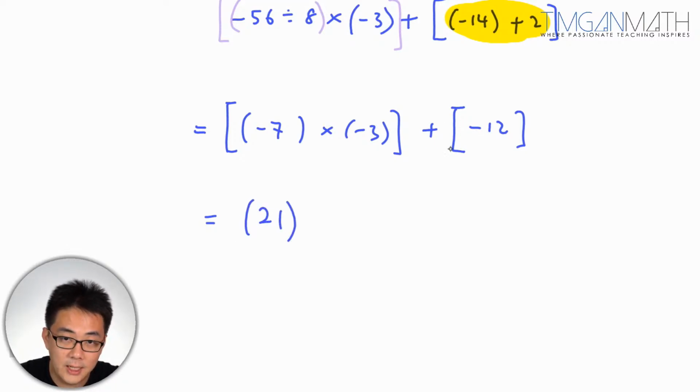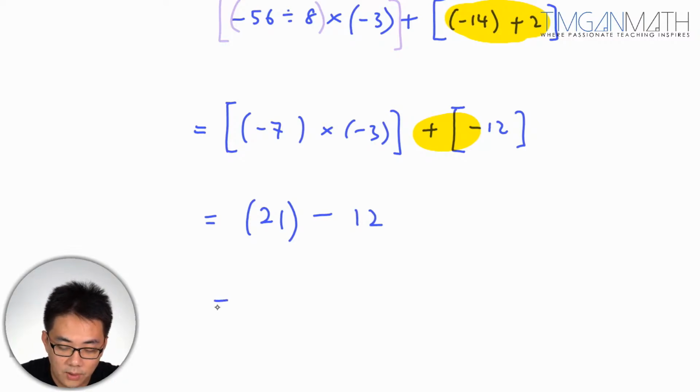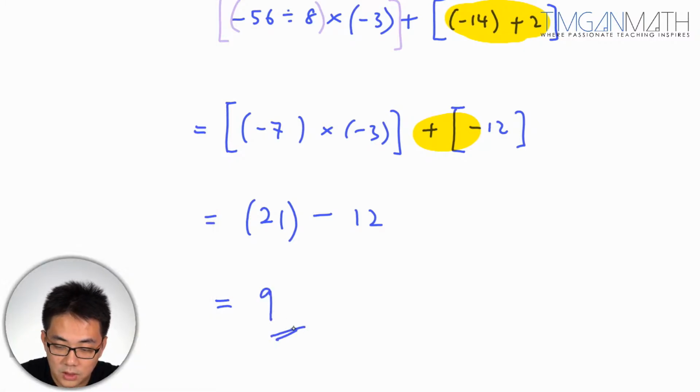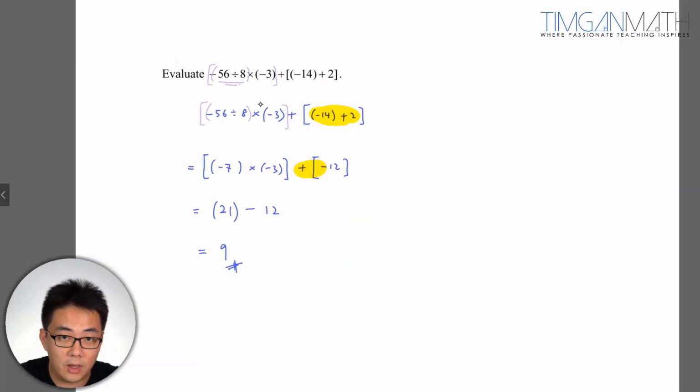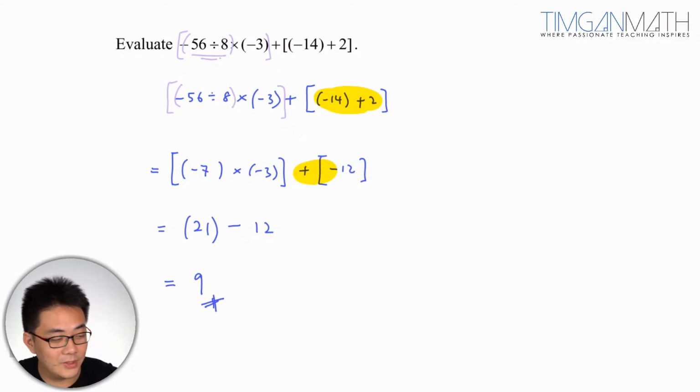This plus times minus here, just take note, plus times minus will give you negative. So I'm just going to put overall negative 12. Okay, so this is 21 minus 12, which is 9. So in this case, what we get is 9. Just don't forget in the exam, key in the calculator to check your answer here. So please keep practicing it and I'll see you in the next question.